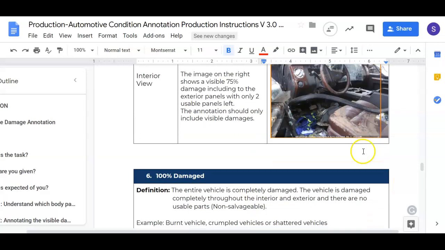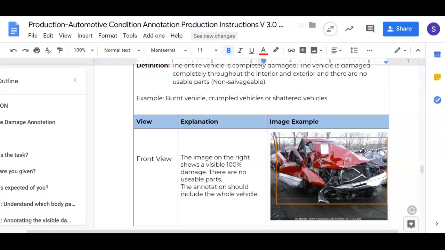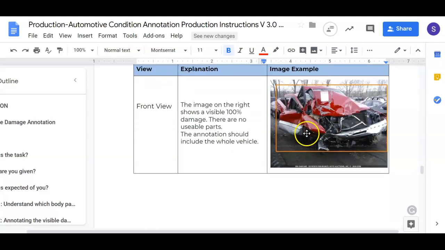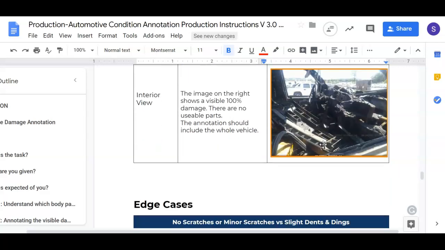Now 100% damage, obviously, it is fully damaged, the car is completely lost. Burnt vehicles, crumpled vehicles, all those are 100% damage. So here are some examples: no usable parts at all. Here there's another one, an interior view where it's burnt. If you see an interior view of any burnt vehicle, you can treat it as 100% damaged, unless you see otherwise, where it's only burnt on a certain part, then you grade it according to the percentage that you're able to see.